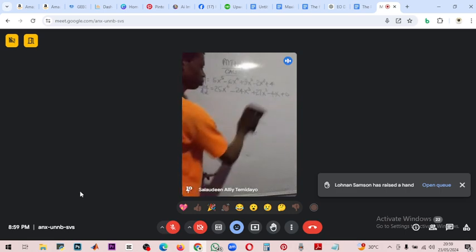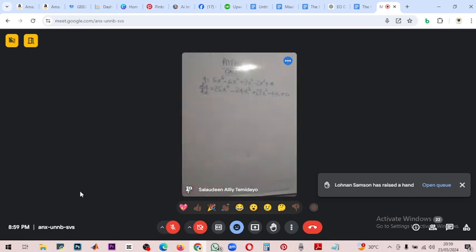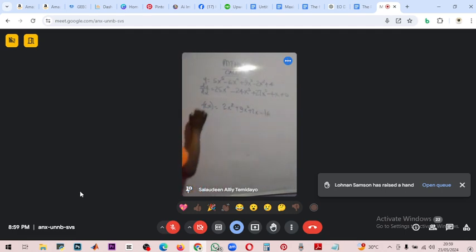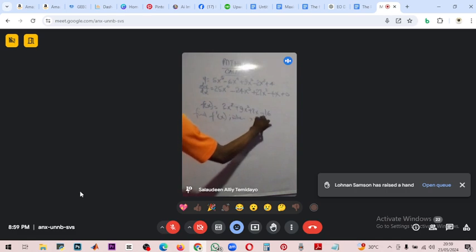So let's take more examples on differentiating functions. f of x is given to be 2x cubed minus 9x squared plus 7x minus 16. Find f prime of x when x equals 2.